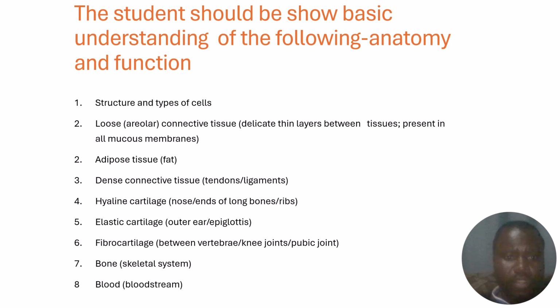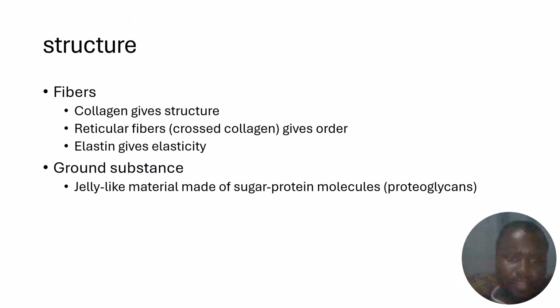To start with, it is crucial that after you have learned this, you should be able to understand the following issues: the structure, the three major components of connective tissue, and the types of cells that you find in connective tissue that support other cells. Then we'll classify the different types of connective tissue, and you should be able to give examples of these connective tissue types, and then we'll go into all those examples.